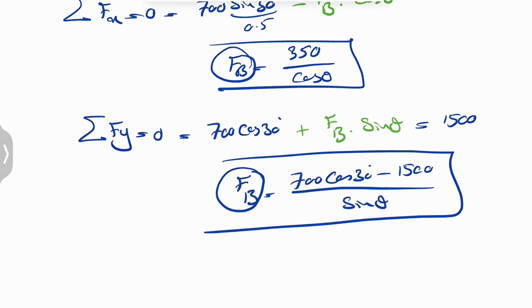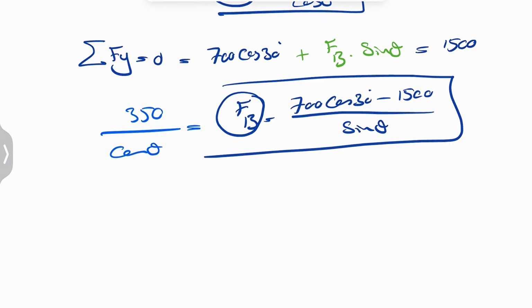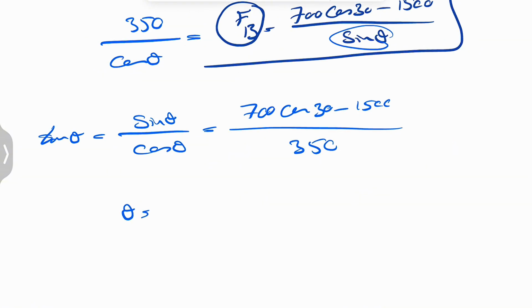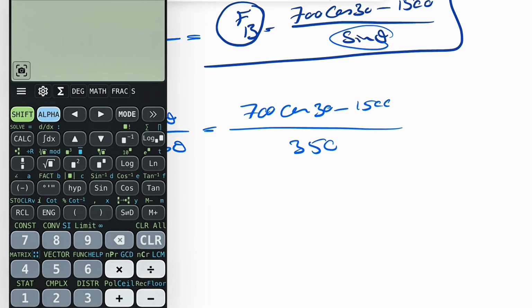Actually, these two are both equal to Fb, so we can set both equations equal to each other. If we cross multiply and bring the sine on the left side, we have sine of theta over cosine of theta equal to 700 cosine of 30 minus 1500, over 350. We know this is tangent, so our theta would be tangent inverse of that value: tangent inverse of 700 cosine of 30 minus 1500, over 350.